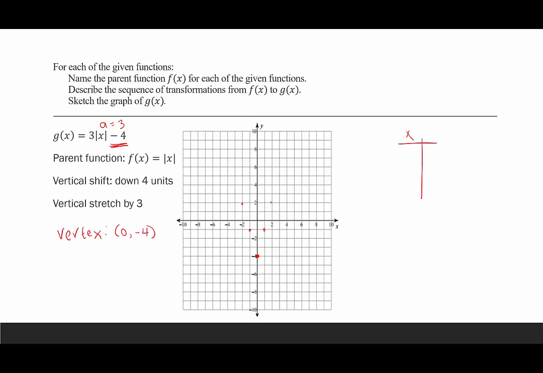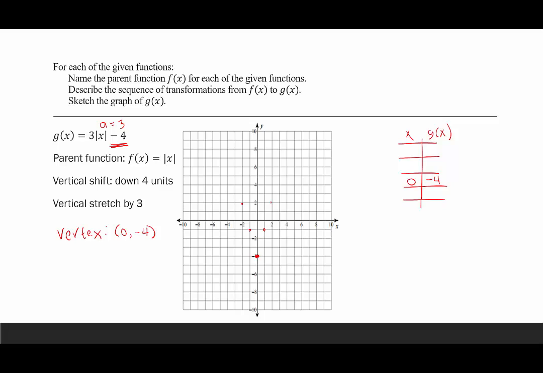So when we make our table of values, put the vertex in the middle. We're going to create 5 coordinates here, or 5 ordered pairs. We're going to put the vertex in the middle, 0, -4. And remember that all of the other points, all the other inputs are symmetric about the vertex.